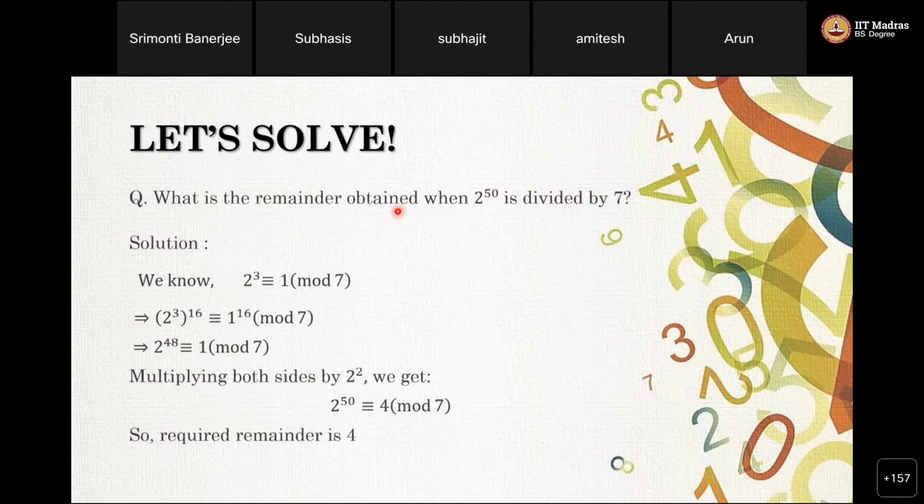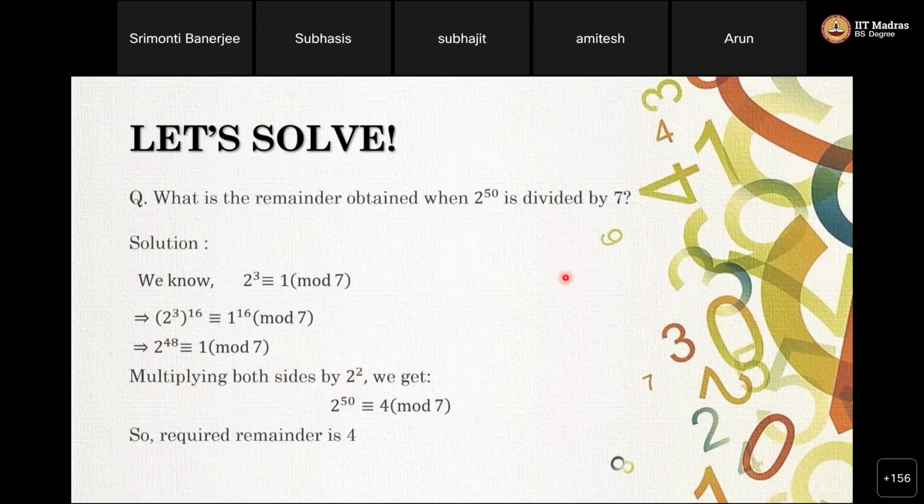Now here is a question which involves some basic properties. So the question goes like this. What is the remainder obtained when 2 power 50 is divided by 7? So what I do here is 2 cube congruent to 1 mod 7. This is what we know, because 2 cube is 8, right? So we have 8 congruent to 1 mod 7. Now we raise the power of both the sides by 16. So from here we get 2 power 48 congruent to 1 mod 7, right? Then we multiply both the sides by 2 squared to get 2 power 50 congruent to 4 mod 7.